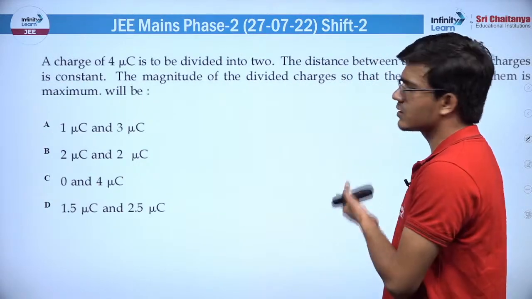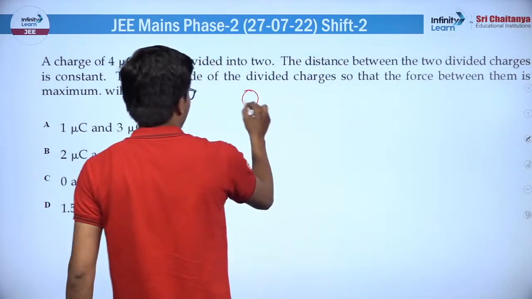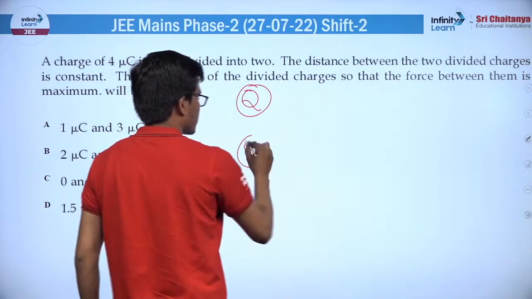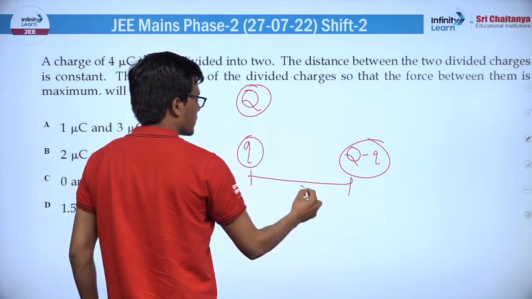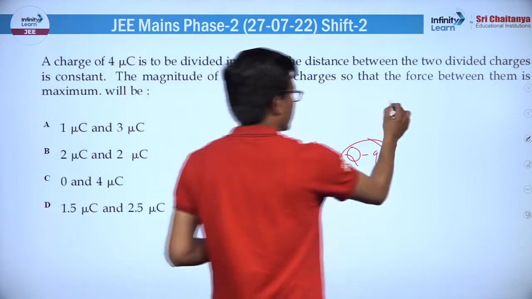Moving to the next question, this is a very simple question. If you have a charge Q and you divide this into 2 parts, so let's say the first part is q and the second part is Q minus q. So what will be the force between them?